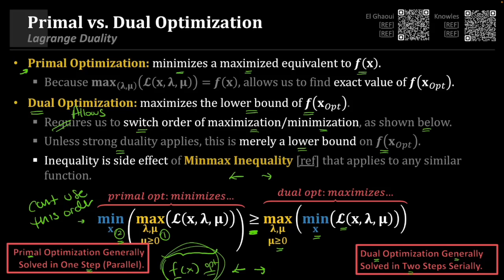Now, why is this greater than or equal to and not just equal? Why do we have to add the greater than symbol? Or why is there some inequality aspect to this relationship when we flip the order of the minimization and maximization? This inequality is a side effect of the min-max inequality that applies to any similar function. You can really just Google this term and take a look at the min-max inequality, but it explains why we have to replace the equal sign with greater than or equal to.